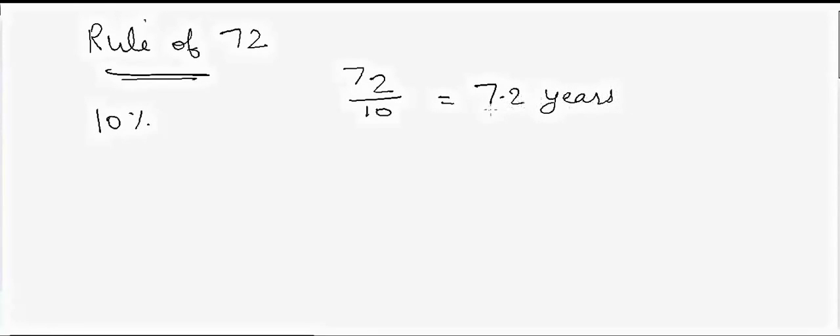This is just an approximation, because when you are talking to someone and you just want to get the approximate value, this is a very good way. Obviously for accurate numbers you need to do calculations, but if you just want to give an approximation, then this is a very quick way to do this. Suppose the rate of interest is 20%, then it will take you 72 divided by 20, which is equal to 3.6 years to double your money. This is approximately right. If you do the calculations, it is approximately right. So this is what we call the rule of 72.